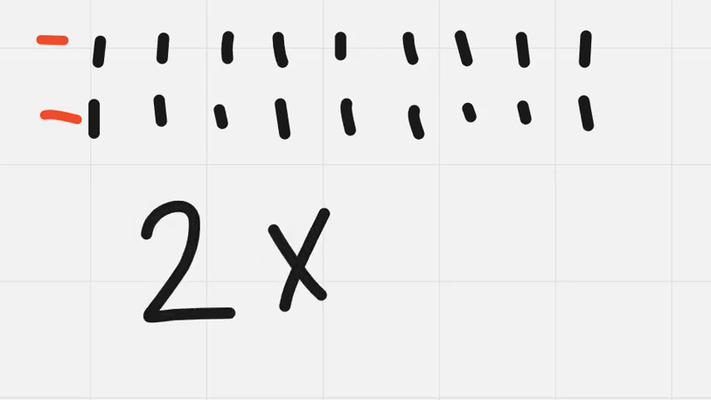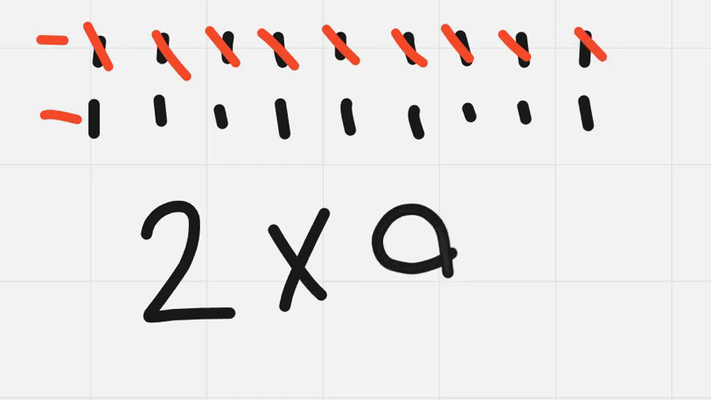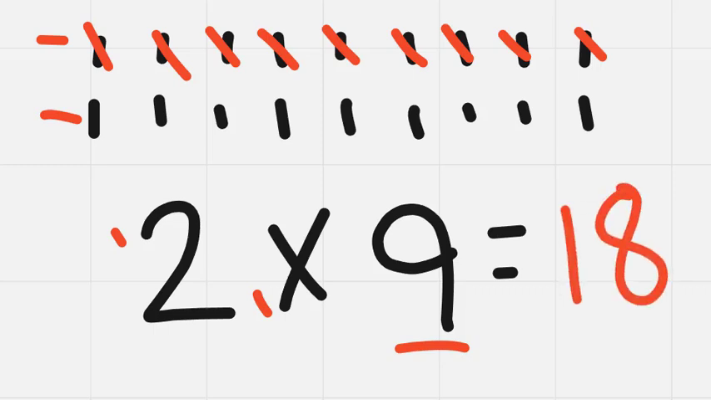The first thing we'll do is count how many rows. 1, 2. There are 2 rows. Next, we'll count how many are in each row. 1, 2, 3, 4, 5, 6, 7, 8, 9. There are 9 in each row. I'm going to count by 9 on the 2. 9, 18. 2 times 9 equals 18. Be sure to check your work.